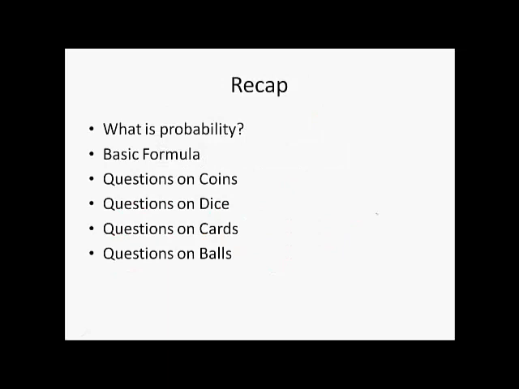So let's have a quick recap of what we have seen so far. We have understood that probability is nothing but the chance of occurrence of an event. The basic formula says that the probability of an event is the number of favorable outcomes divided by the total number of possible outcomes. We have seen questions based on coins, where we have to assume that the only 2 outcomes possible in a single coin is either heads or tails. We have seen questions on dice, where every die has 6 possible outcomes. We have seen questions on cards, where a standard deck of playing cards has 52 different outcomes possible. And finally, we saw how to solve questions on picking of balls.